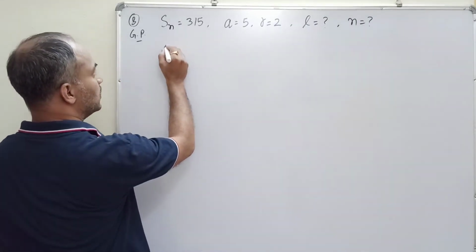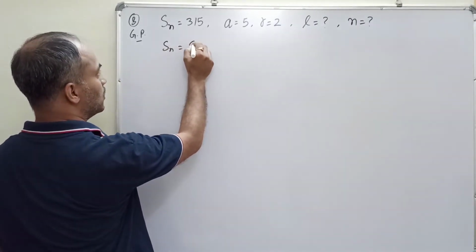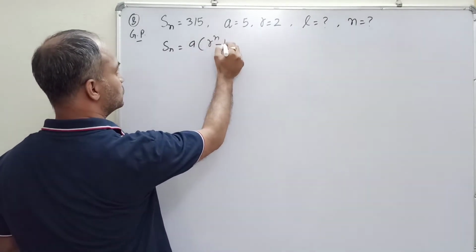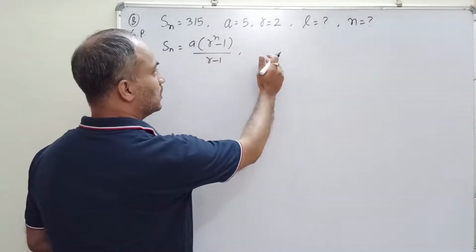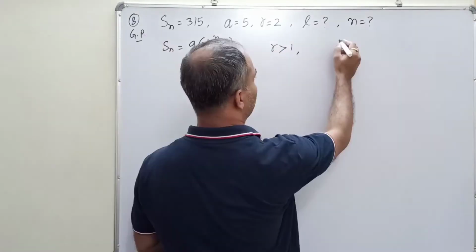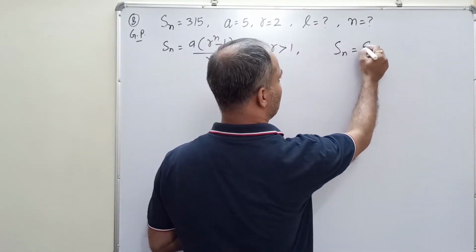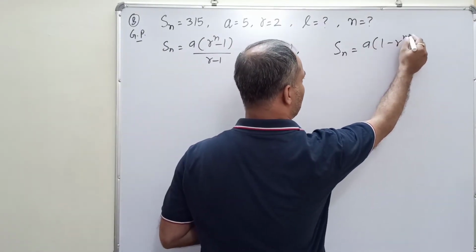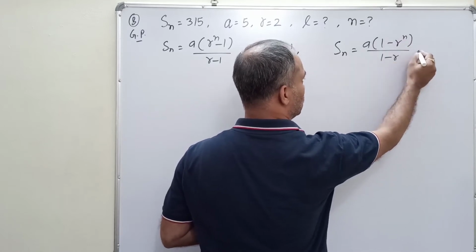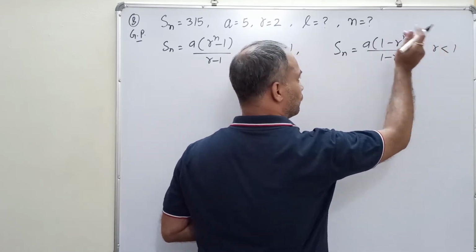The sum of n terms has the formula Sn = a(r^n − 1)/(r − 1). Here r is greater than 1. One more formula we have: Sn = a(1 − r^n)/(1 − r). This formula is for r less than 1.